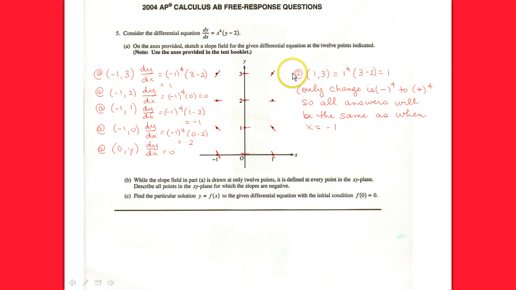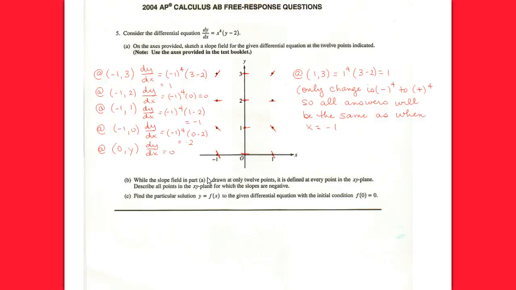Then if you'll notice, when I come over here and I start plugging in, when I plug in 1, 3, I get the same slope of 1 that I got when I plugged in -1, 3. And I recognize that when I take -1 to the 4th or I take +1 to the 4th, I'm going to get the same thing. So in essence then, every one of these values over here are going to be the same as the values I've already calculated over here. So typically on these problems, they are going to give you some shortcuts so you don't have to calculate 12 different values.